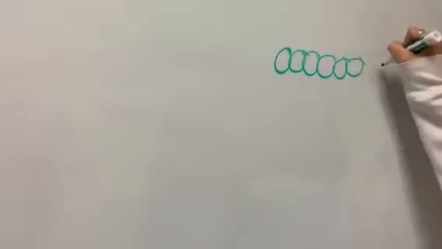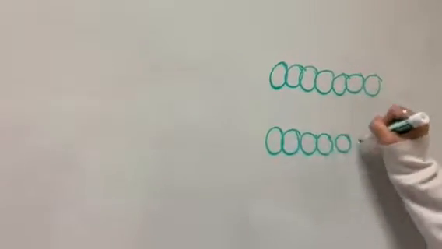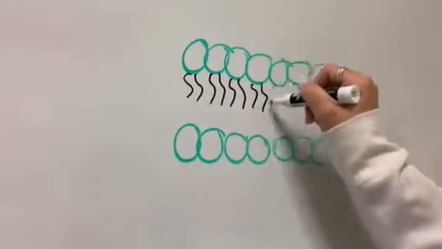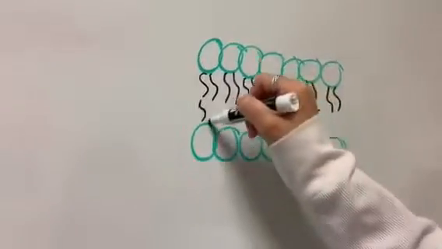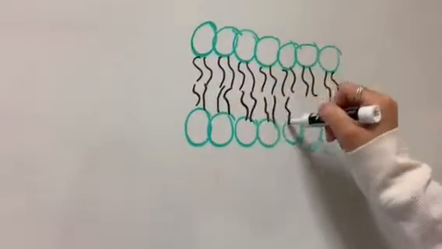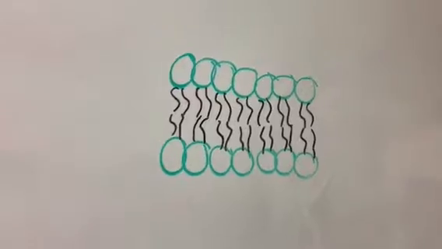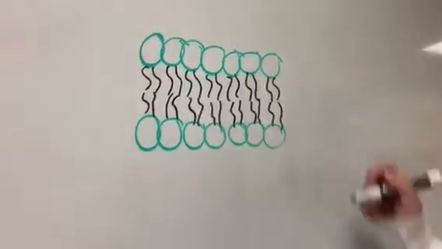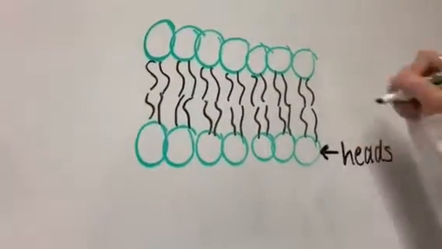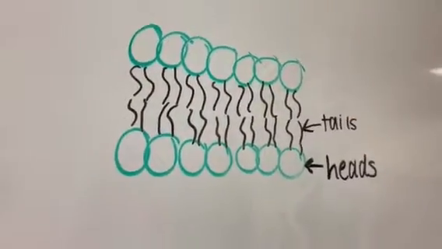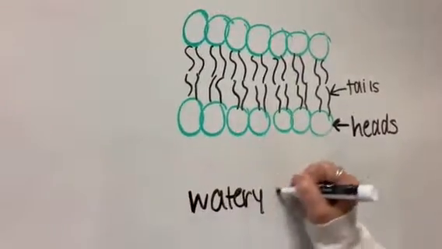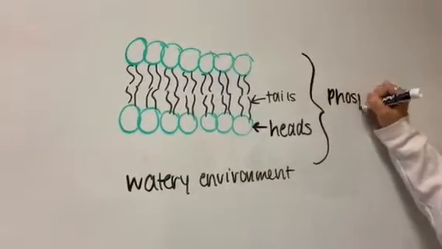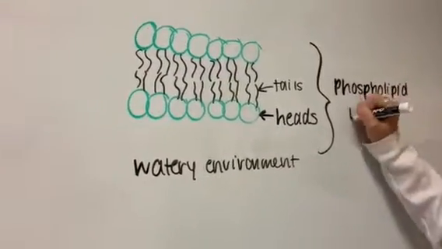Alright, so the next thing I'm going to be talking about is the phospholipid bilayer. So bi means two, which basically means that the phospholipid bilayer is two layers of phospholipids. However, these phospholipids are facing in opposite directions so that the hydrophilic heads are on the outside and the hydrophobic tails are on the inside. So when the phospholipid bilayer is in a watery environment, the water-loving heads will be on the outside surrounded by water, but the water-fearing tails will be on the inside where they will not be surrounded by water.